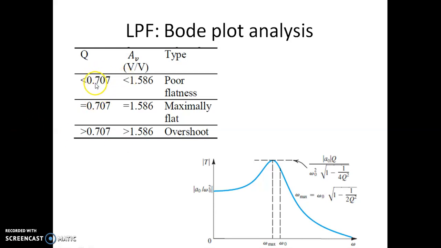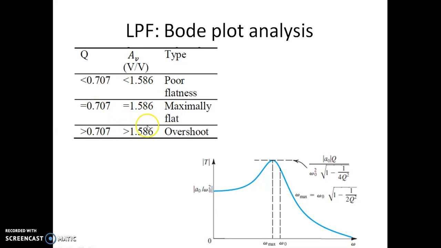If the value of Q is less than 0.7, which corresponds to a gain of 1.586, we'll have a poor flat response. It means we are supposed to have this flat till omega naught, and it should come drastically down. That is the ideal low pass filter. But actually what happens is till omega naught it should be flat, and then it should have a decay of minus 40 dB per decade. If the gain is less than 1.56, we'll not have very good flatness. To have a maximally flat response, the gain is 1.56, which corresponds to a Q factor of 0.707, which will give a maximally flat response.